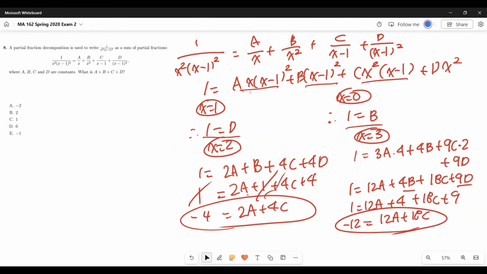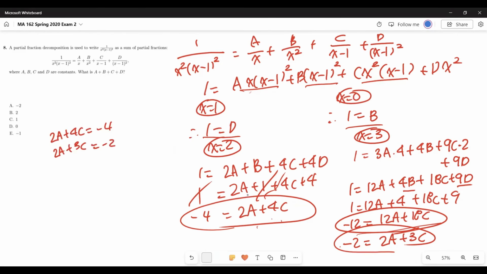We have those two equations. What I'm going to do is divide this equation by 6. So this will be negative 2 equals 2a plus 3c. Now we can subtract those two equations to get the value. So let's do that. 2a plus 4c equals negative 4. 2a plus 3c equals negative 2. Subtract them from each other. 2a will be cancelled out. c is equal to negative 2.